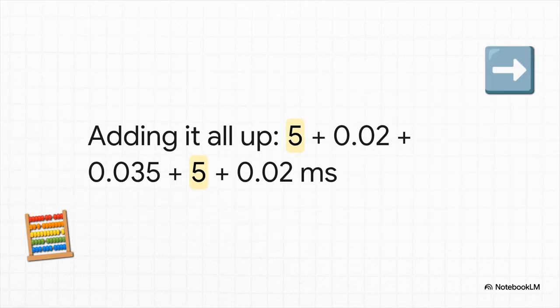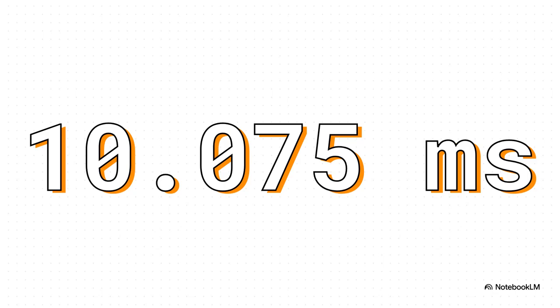So if you put it all together, the full equation for our very first packet's journey looks like this. We're literally just adding up every single little delay that it hit along the way, from the source through the switch all the way to the destination. Add all that up, and you get a total journey time for our first packet of 10.075 milliseconds. But, and this is a big but, we're not done yet.